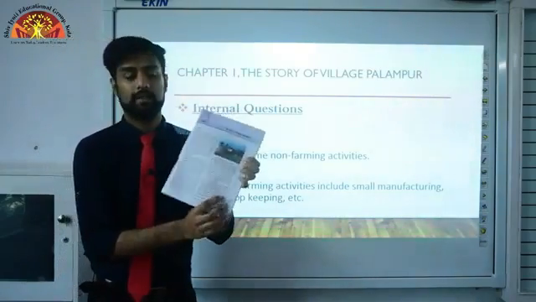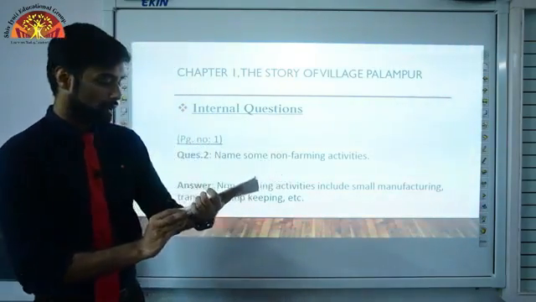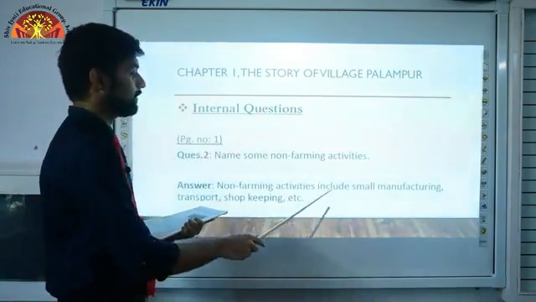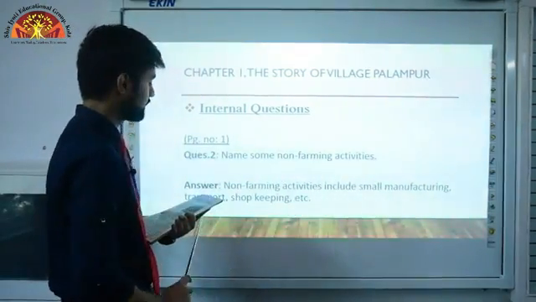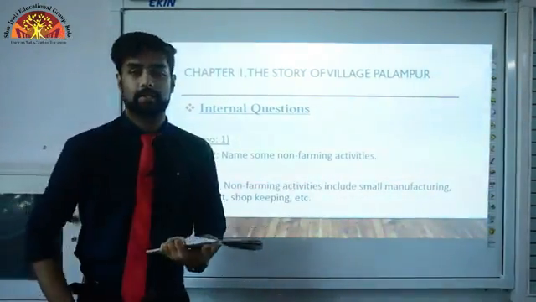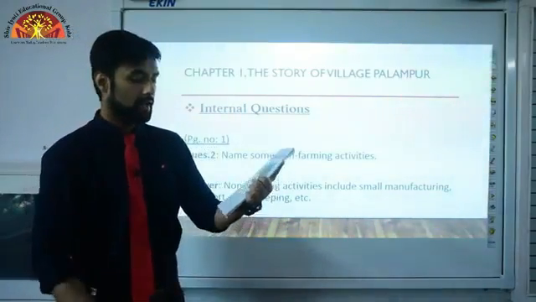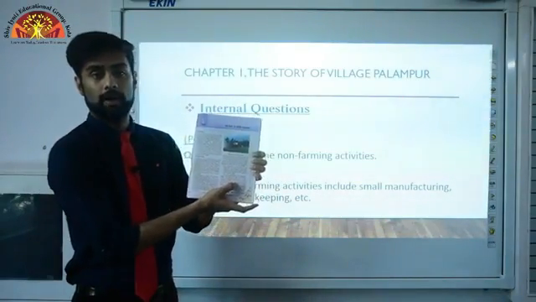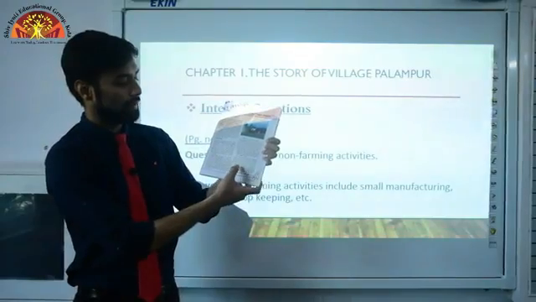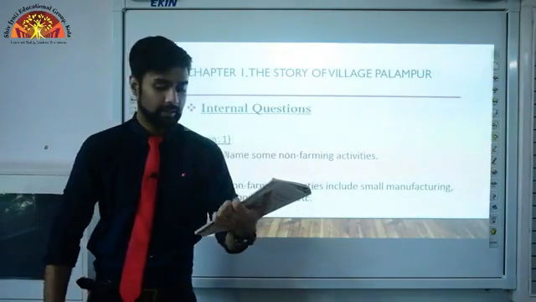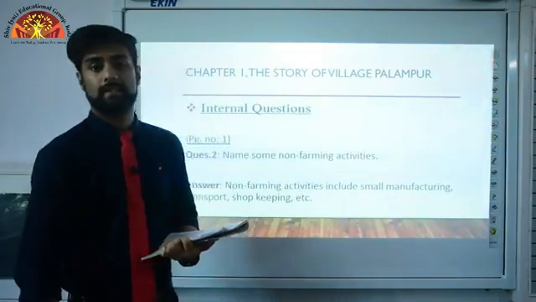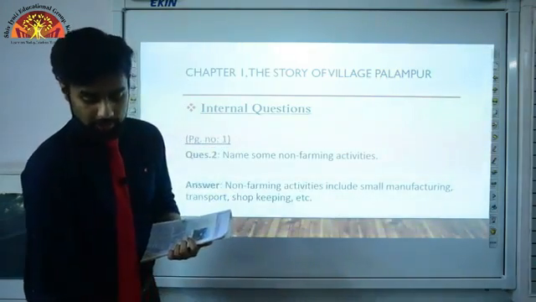Last paragraph, 5th line, the word written here is non, okay? Non-farming activities include small manufacturing, transport, shopkeeping, etc. You can mark this in your book as well. Last paragraph of this page number 1, 5th line, non-farming activities include small manufacturing, transport, shopkeeping, etc. Okay? Moving on to the next question.